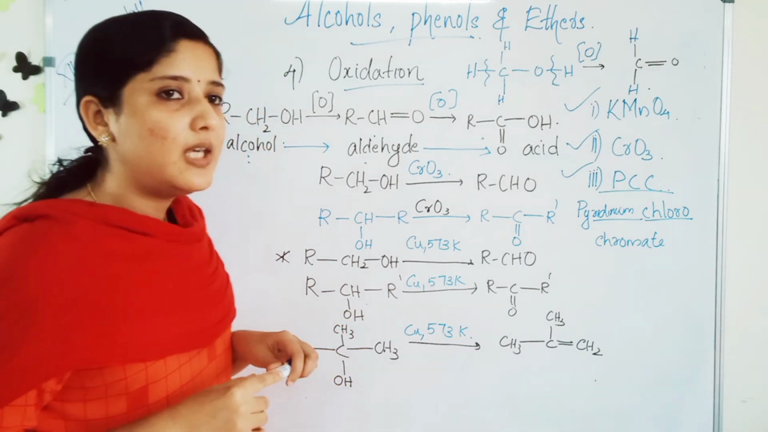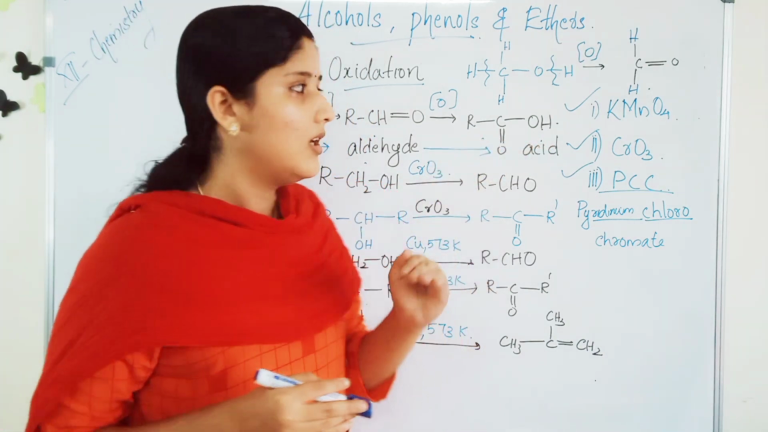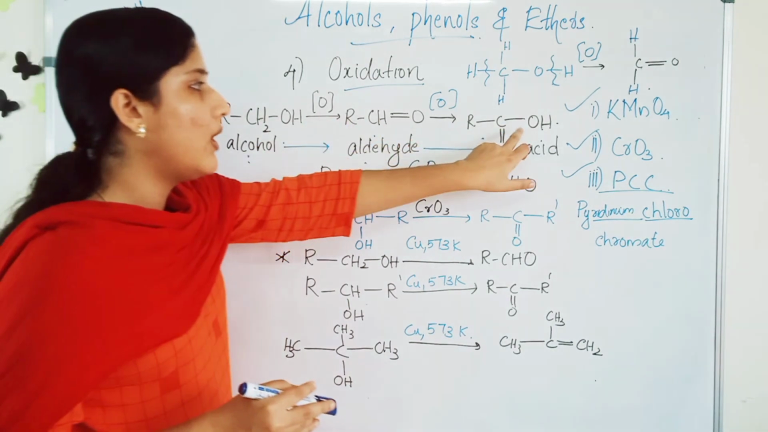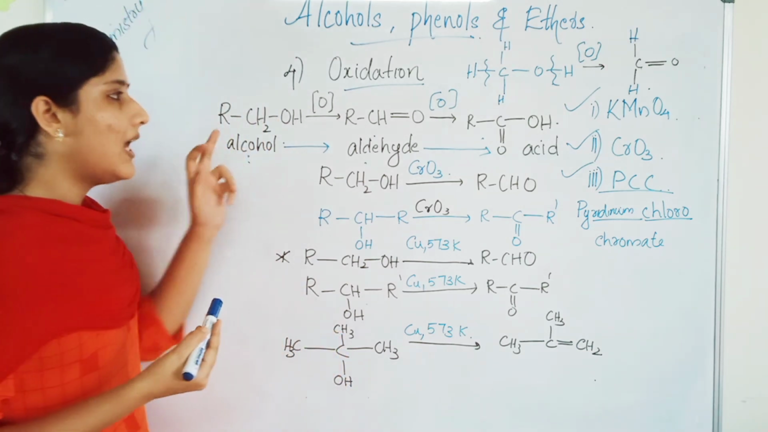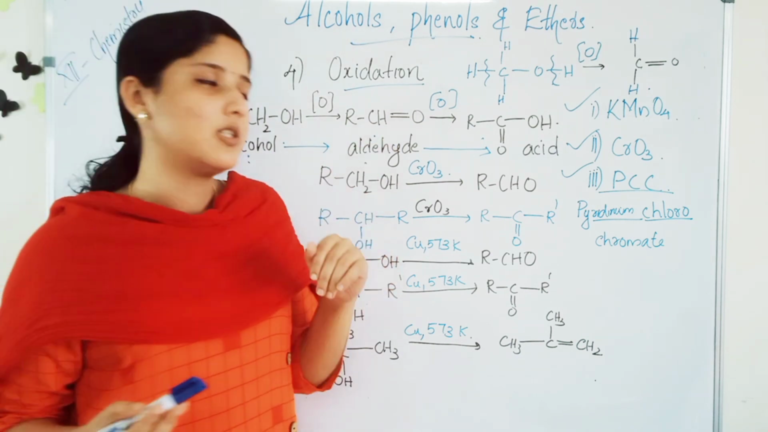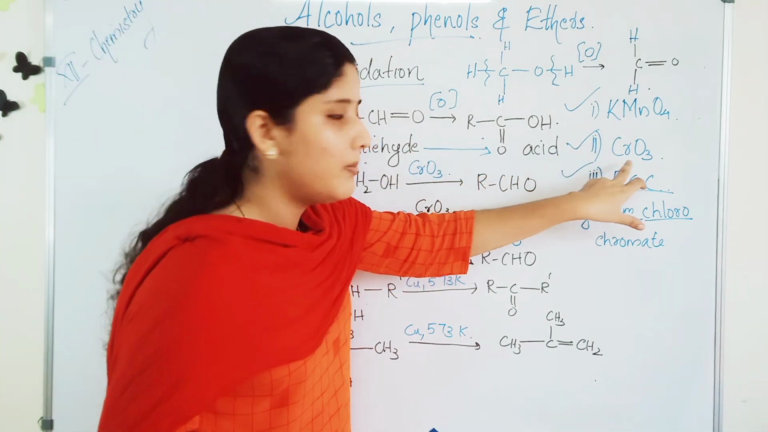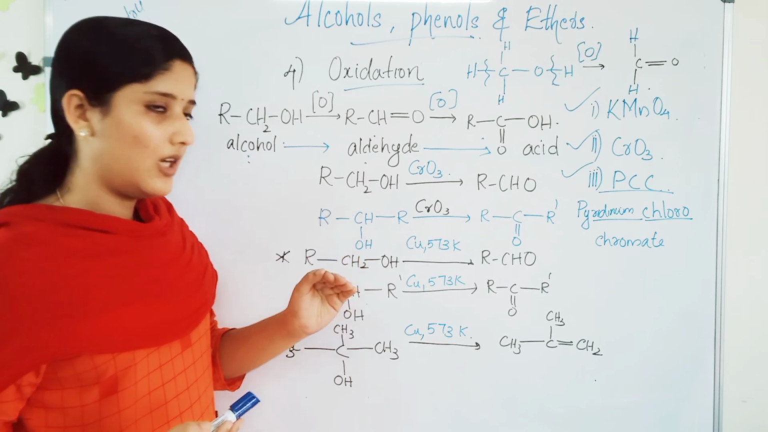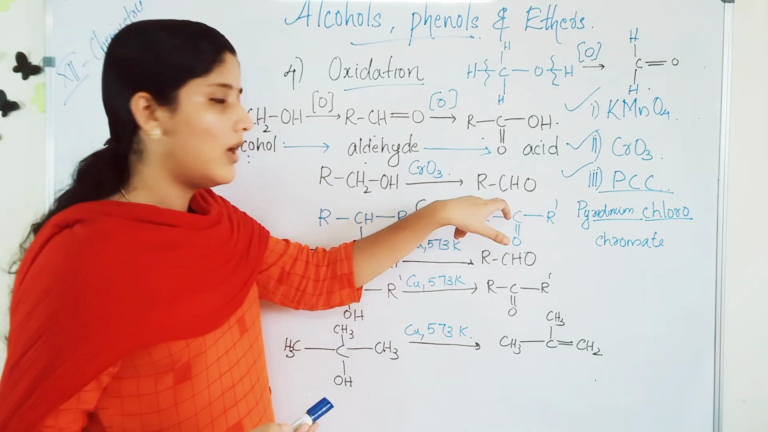While using KMnO4 for oxidizing, KMnO4 is a strong oxidizing agent. So, when we are oxidizing an alcohol, it will directly convert to an acid. While using KMnO4, alcohol will directly oxidize to acid as KMnO4 is a strong oxidizing agent. Next, when we are using chromium trioxide, CrO3, it is a mild oxidizing agent. So, alcohol will be oxidized to aldehyde only.